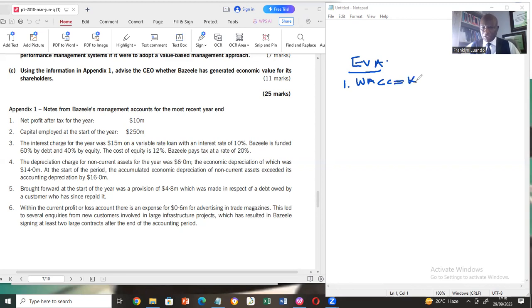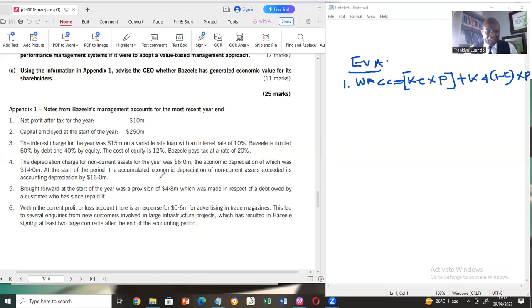So WACC is calculated as the cost of equity multiplied by the proportion of equity in the capital structure, plus KD, which is the cost of debt, times 1 minus T, that is the tax component expressed as a decimal, multiplied by the proportion of debt in the capital structure. So if we check here, we can go to item number 3.